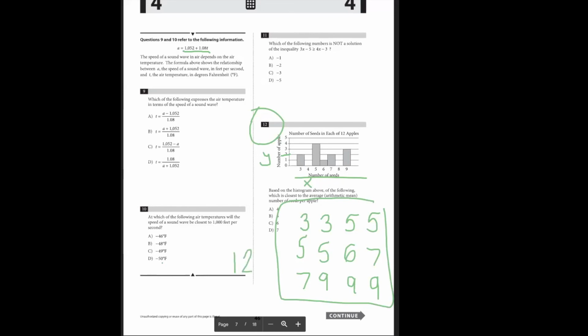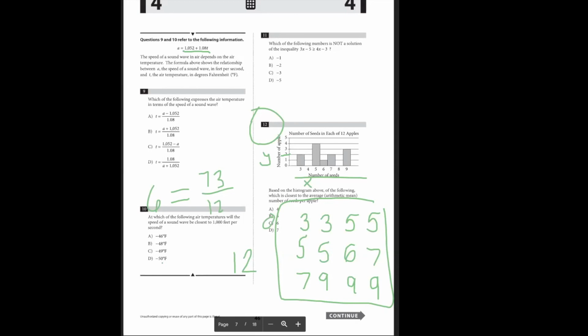So what I'm going to ask you to do is add up all the number of seeds that we got. So 3 plus 3 plus 5 plus 5 plus 5 plus 5, which is 20, plus 6 plus 7 plus 7, plus 9 plus 9 plus 9. That's a lot of numbers, but that's how you do it. And then once you do that, you divide by the number of apples that were there, which was 12. And if you did that in your calculator, you end up getting 73 over 12, which is very, very close to 6. So the answer is 6.